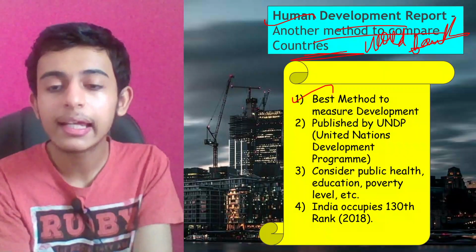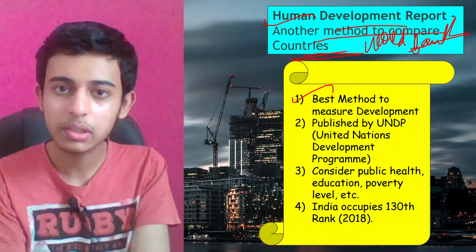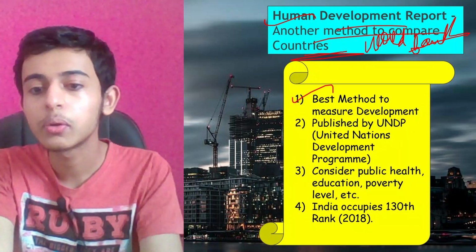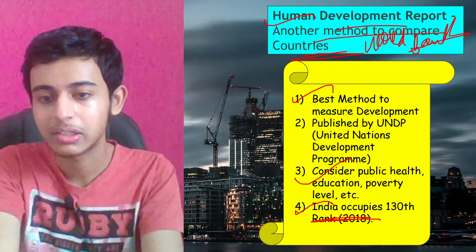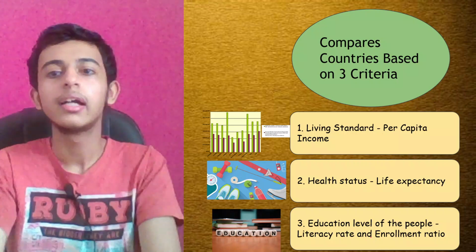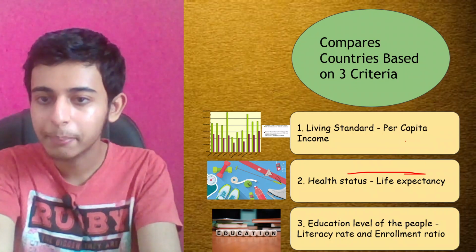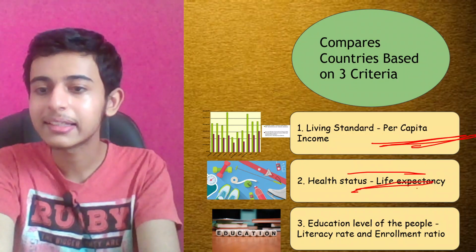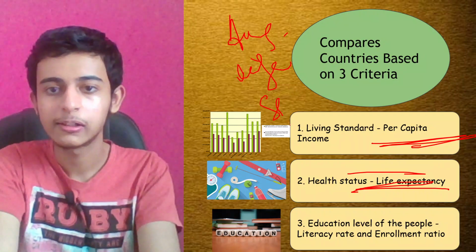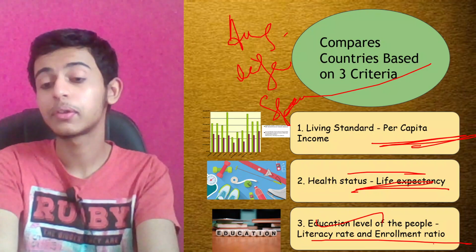It is the best because it considers public health, how the health of that region is, education, how many people are educated, poverty level, what it is exactly, etc. And India occupies 130th rank in that. That is really bad for India. Correct? Now compare countries based on three criteria as I told you. Living standard, that is the per capita income, which should be there. Health status, that is life expectancy, the average life span as I told you, right? Okay. Education level of people, literacy rate and enrollment ratio in the schools.